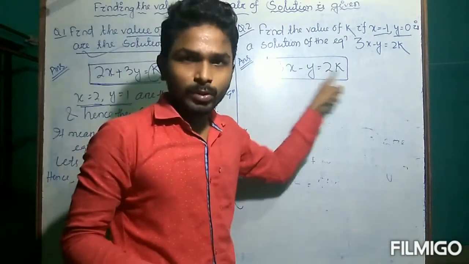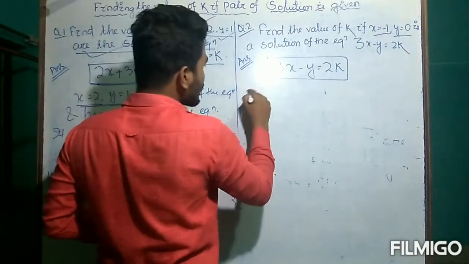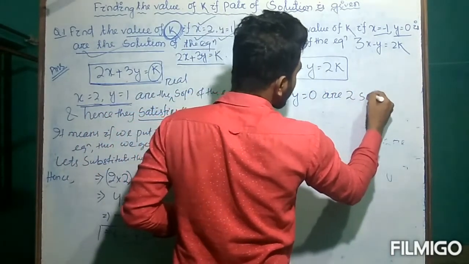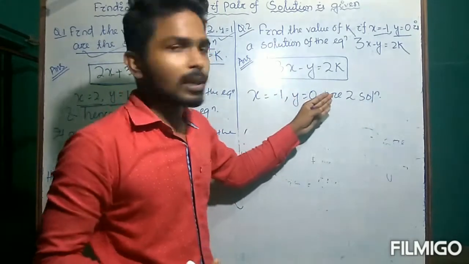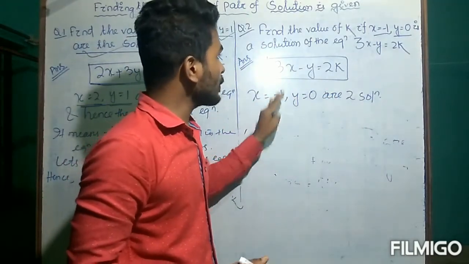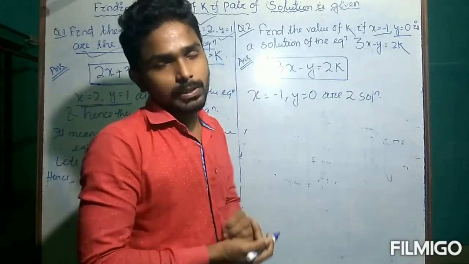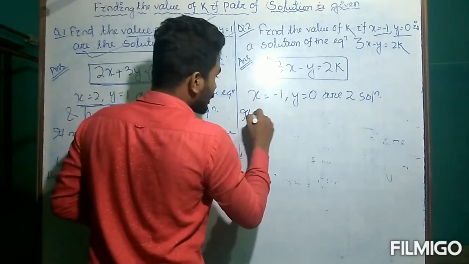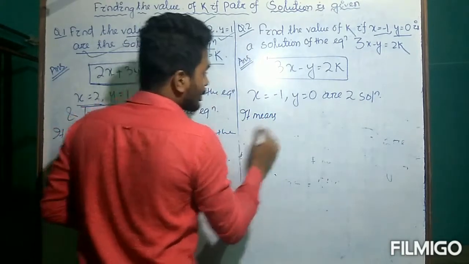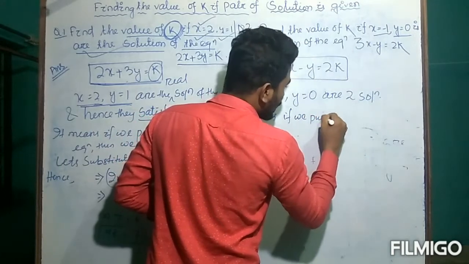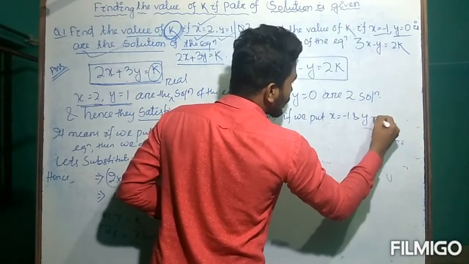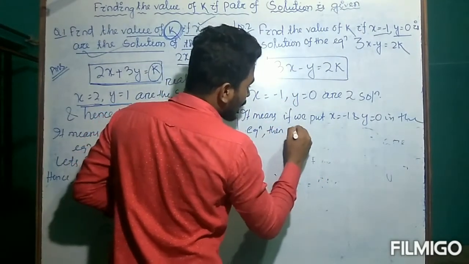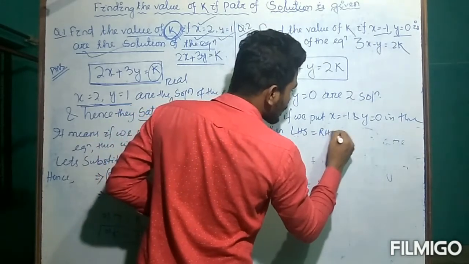Okay, and it has two solutions. What are the two solutions? x is equal to -1 and y is equal to 0 are two solutions. Since these are the two solutions, it means if we put these two values in the equation, then they satisfy the equation. It means LHS is equal to RHS. Okay. So it means what? It means if we put x is equal to -1 and y is equal to 0 in the equation, then LHS is equal to RHS.